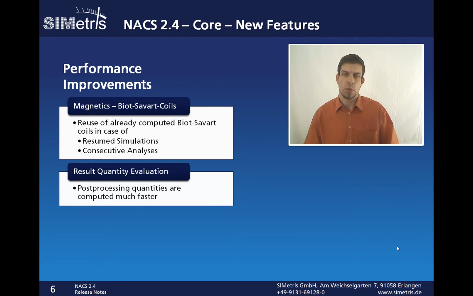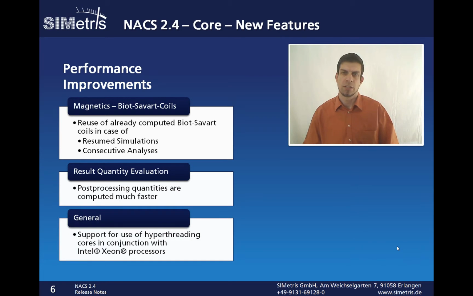Then we also improved performance concerning the result quantity computation. That means any derived quantities that are computed after the simulation step is finished are now computed much faster than before. And finally, we also added support for hyper-threading cores for Intel Xeon processor architectures. So this will also allow you to speed up your simulations.